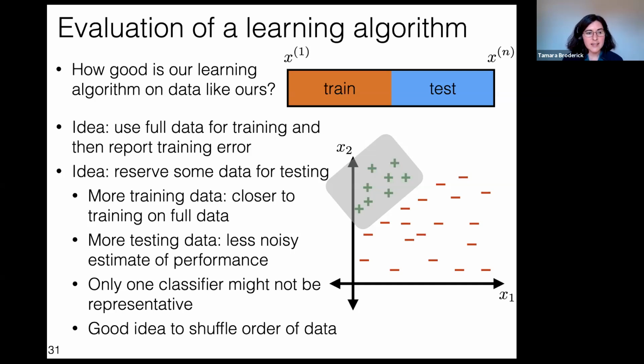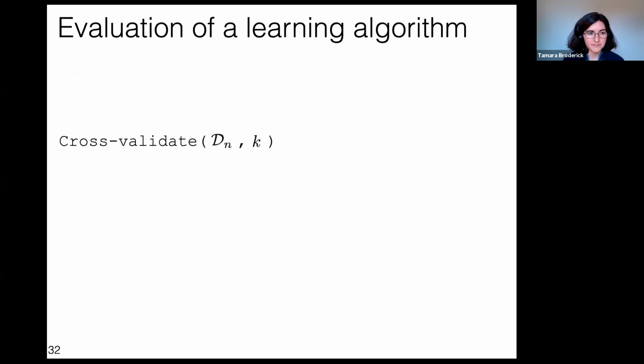Okay, so that all being said, we've seen there are some potential downsides to this, namely that we could get a noisy estimate of performance if we have too little testing data, and only one classifier might not be representative. And there's an algorithm that helps us with this, and it's in, I believe, chapter 1 of your notes, certainly one of the first 2 chapters, and that's cross-validation. So let's go briefly through cross-validation.